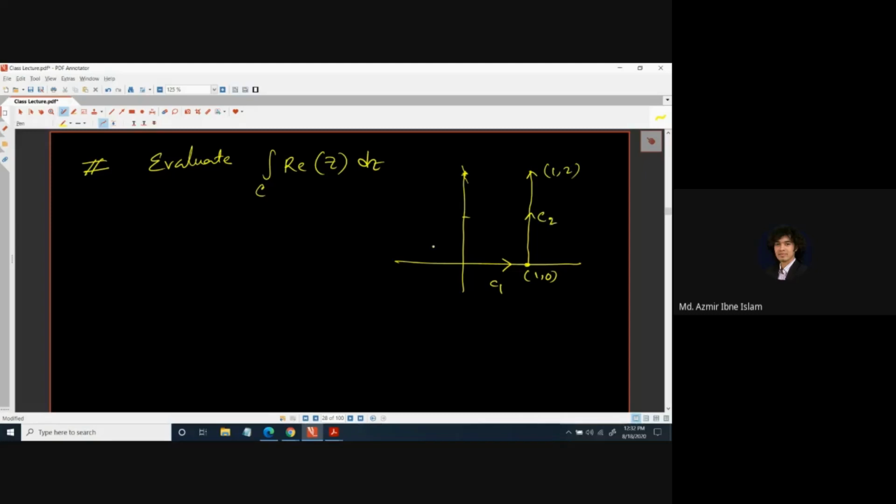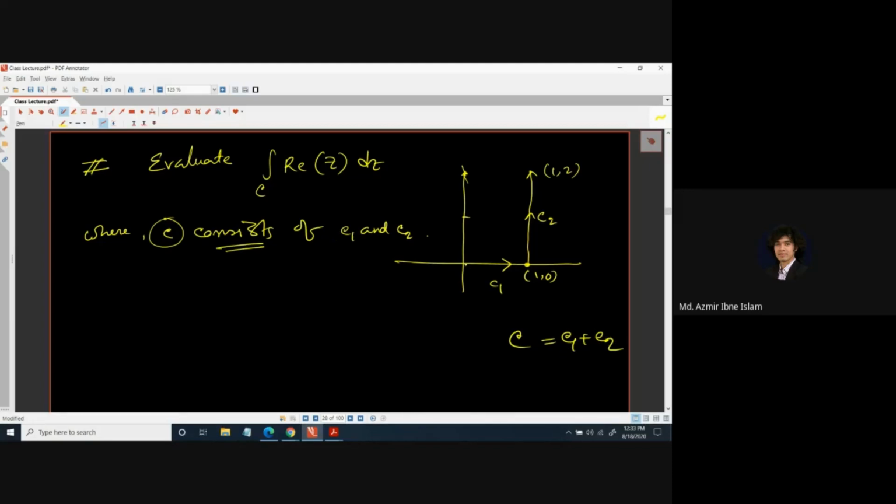And C2 ends at 1, 2. Okay. So we need to evaluate this integral, where C consists of C1 and C2. So C equal to C1 plus C2. C consists of C1 and C2. So that means obviously C1 plus C2.